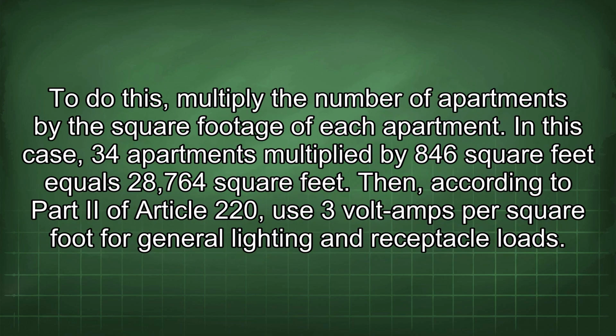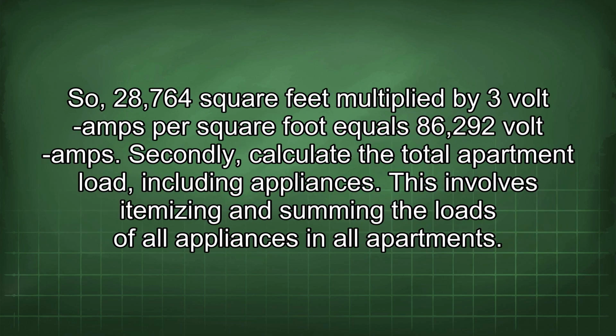To do this, multiply the number of apartments by the square footage of each apartment. In this case, 34 apartments multiplied by 846 square feet equals 28,764 square feet. Then, according to Part II of Article 220, use 3 volt-amps per square foot for general lighting and receptacle loads. So 28,764 square feet multiplied by 3 volt-amps per square foot equals 86,292 volt-amps.